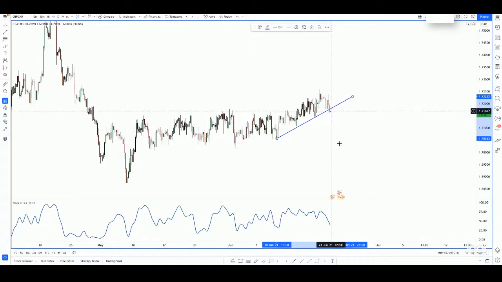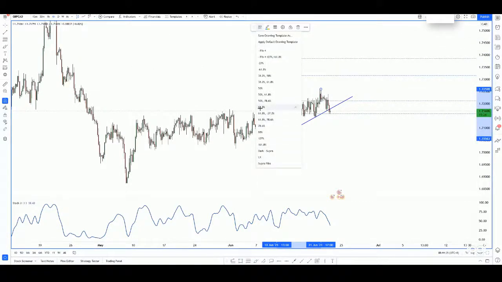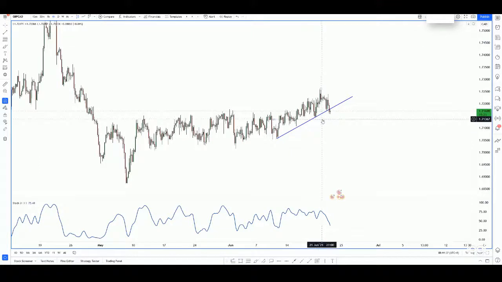We can expect a slight further drop, to where we can actually use a Fibonacci retracement and open up all Fibonacci ratios. But let's just take a look at the 61.8 first, which is slightly lower over here.